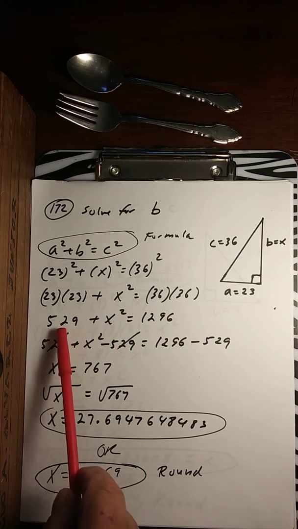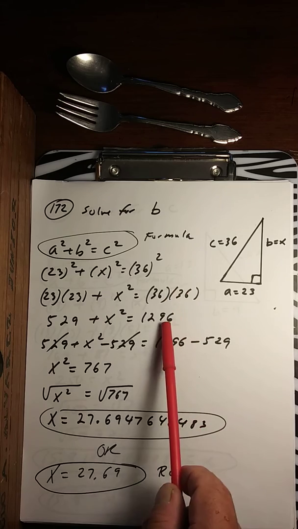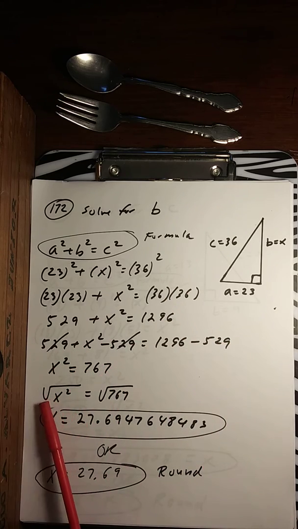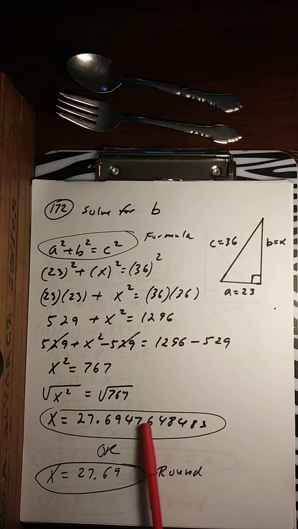X squared, 23 is that number, 529. That's going to be 296. Subtract 529. So x squared equals this. So take the square root of this, square root of this. So x equals all this number in the calculator. Or you can round it to x is 27.69.